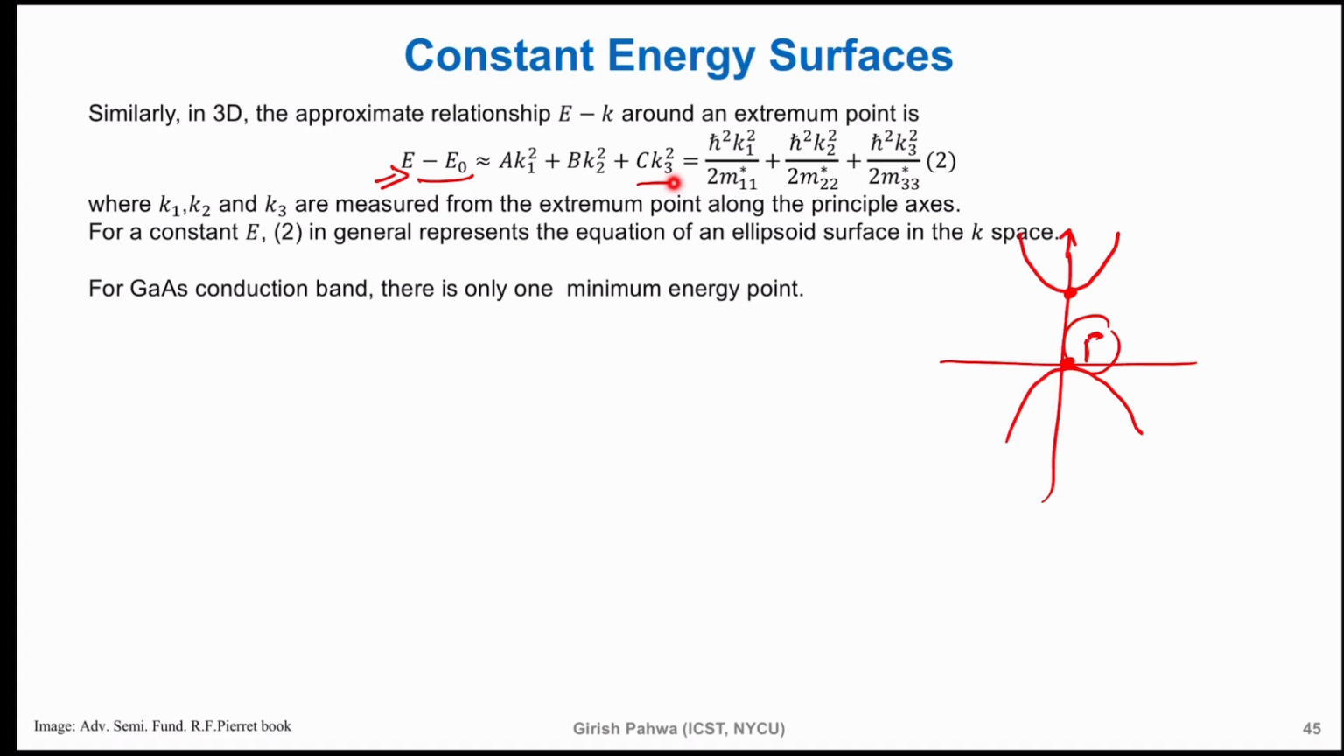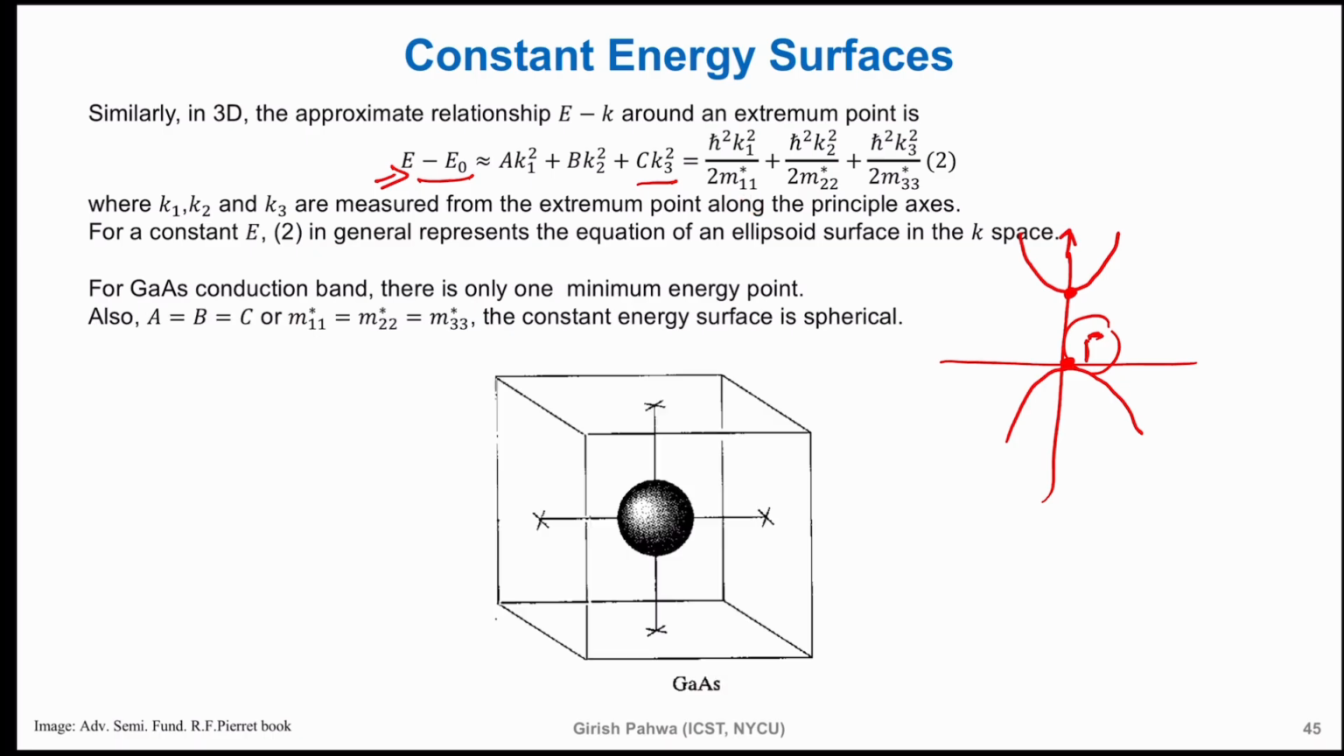So it becomes some constant times x square plus y square plus z square. So basically x square plus y square plus z square is equal to some constant. What is this equation? Equation of a sphere. So for gallium arsenide, it won't be an ellipse because of the symmetry of the gamma point. It will be a sphere exactly at the center. In 3D, it will be a sphere. Okay, and at the center you have the gamma point. So the constant energy surface is a sphere.